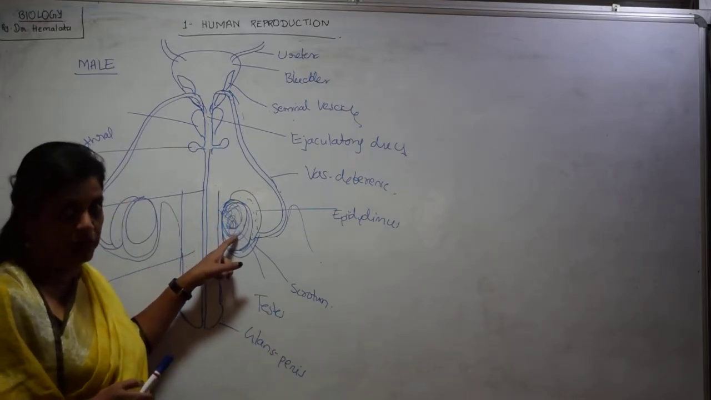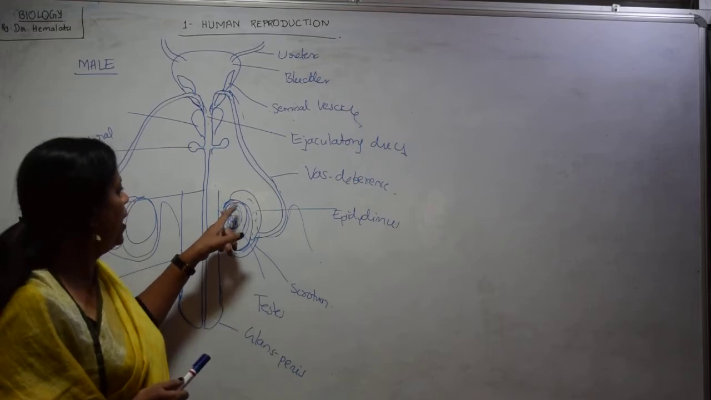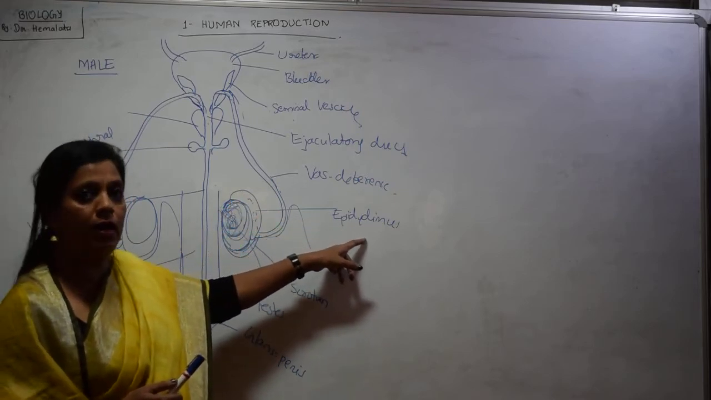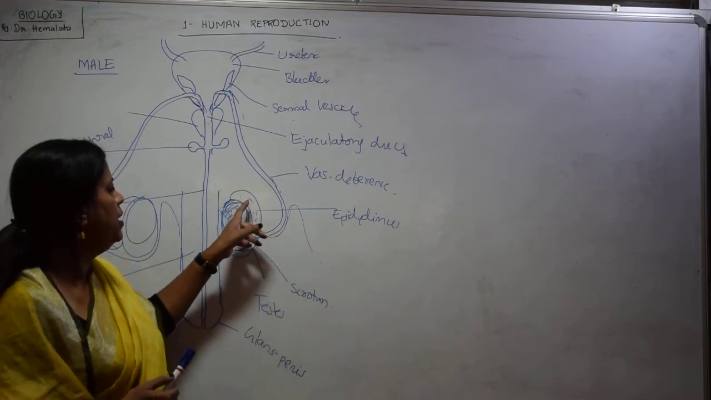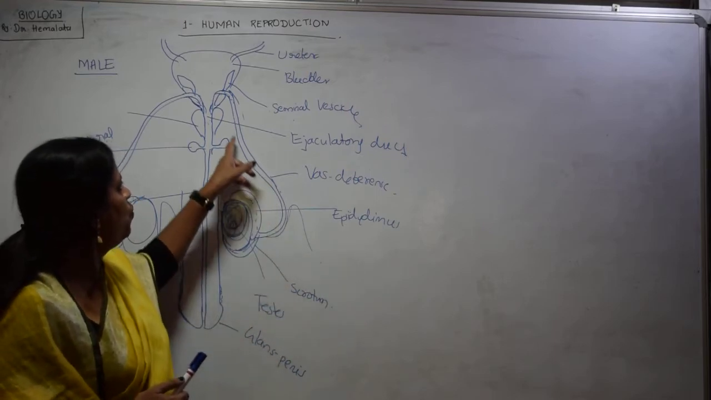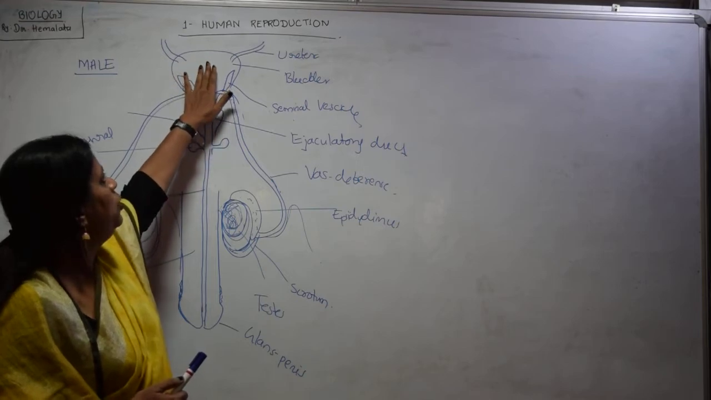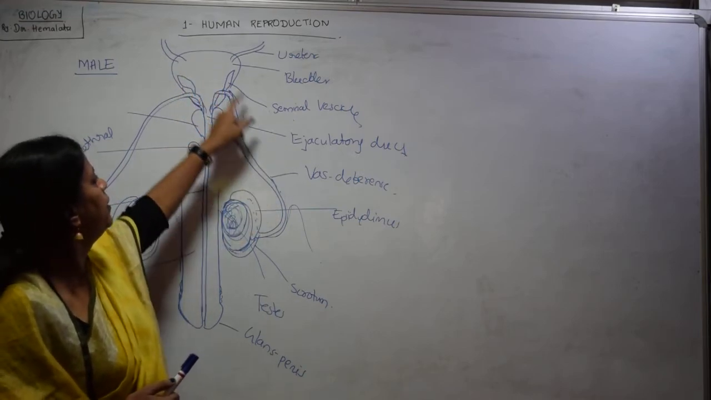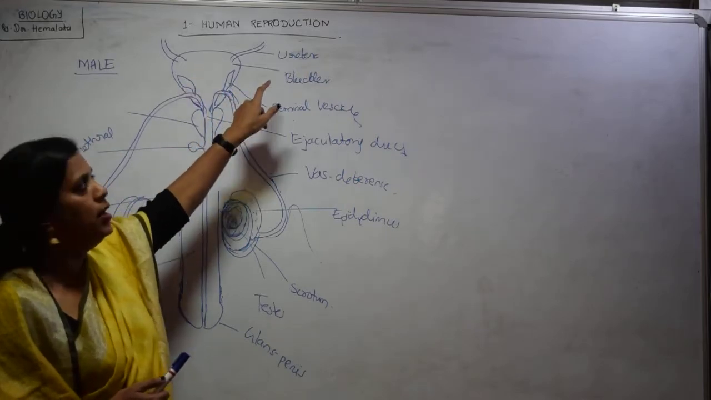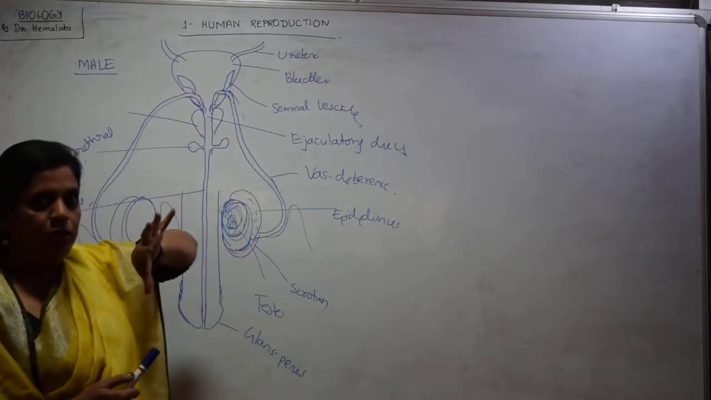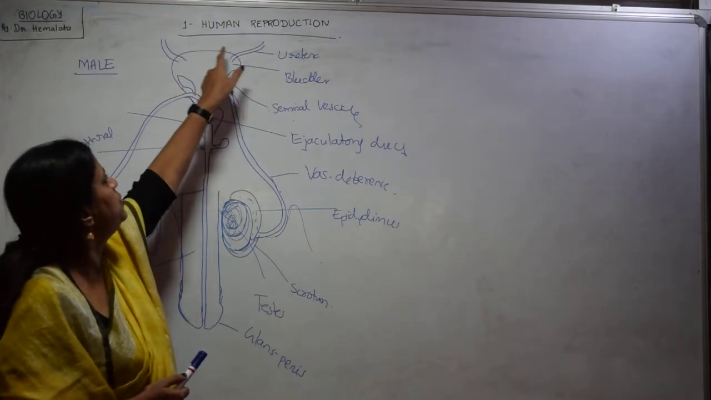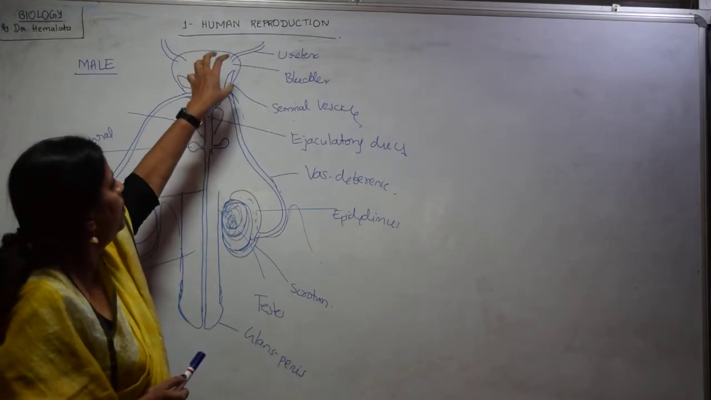Within this there are a number of tubules. These are called seminiferous tubules that produce sperms, and then these seminiferous tubules open into a small glandular duct, which we call the epididymis. From the epididymis, sperms are carried through the vas deferens and open into the ejaculatory duct in the urinary bladder area. This is the urinary bladder, where the urine is stored.